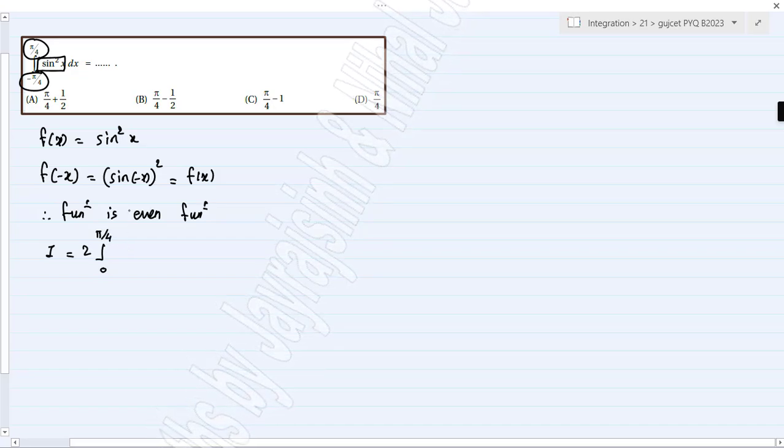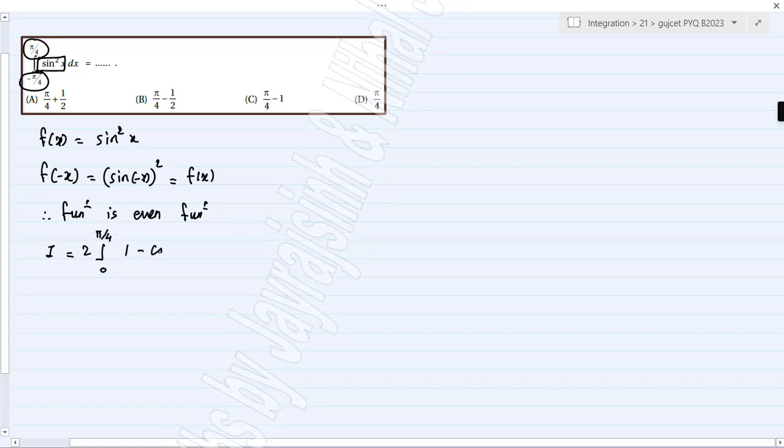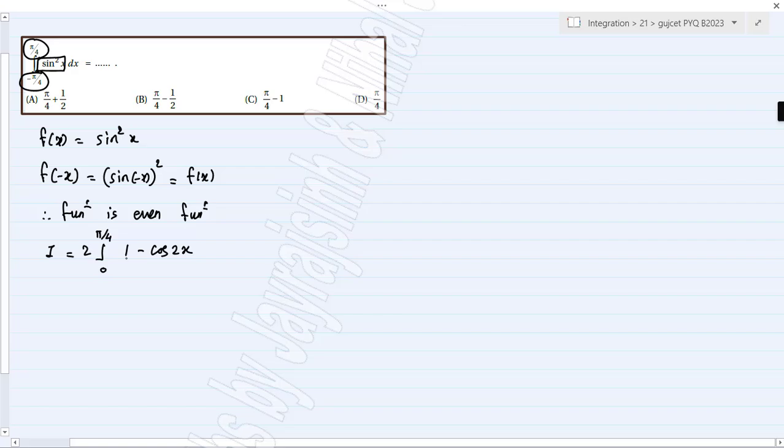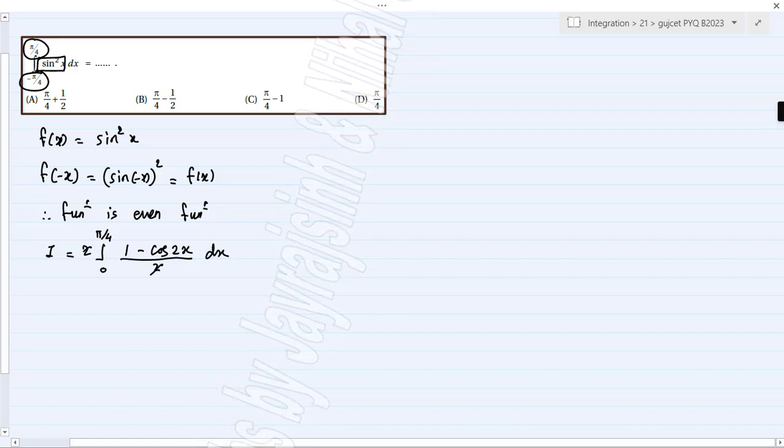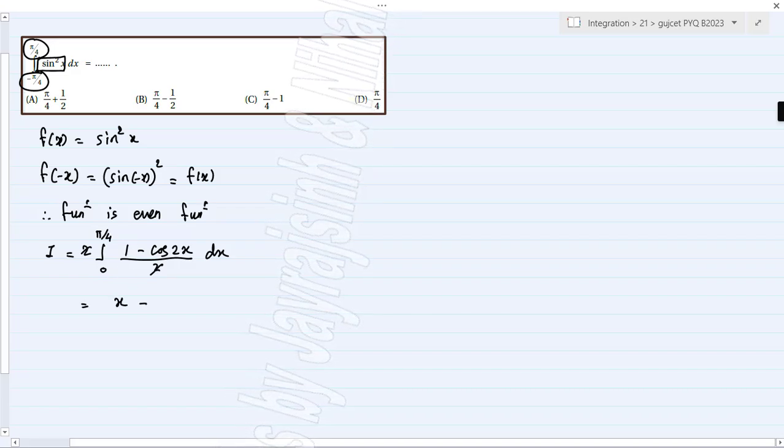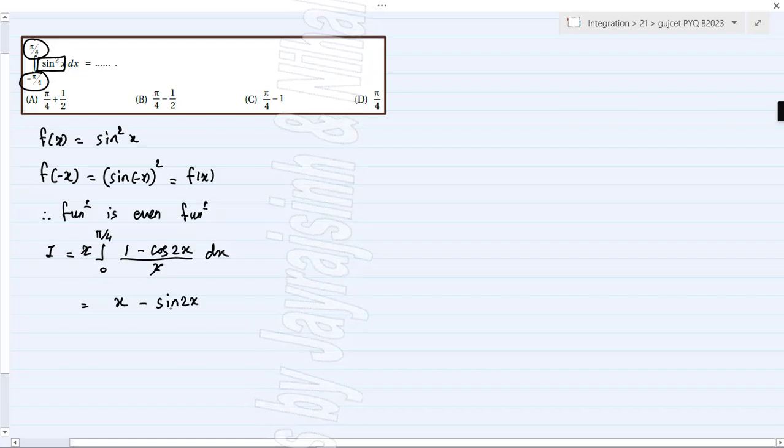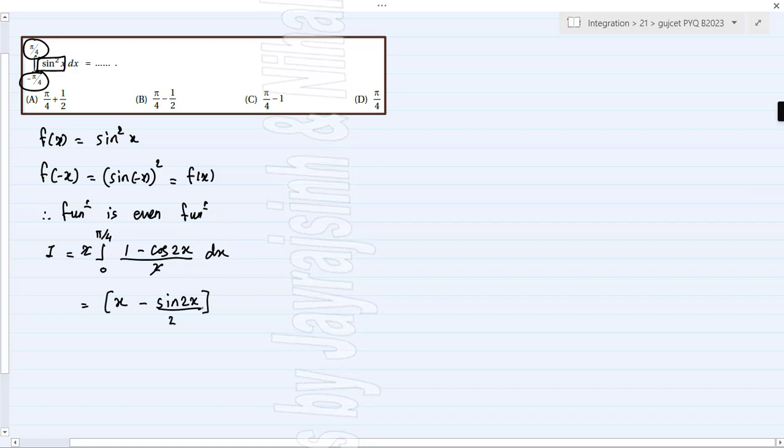Now, to integrate sine square x, we have to convert it into 1 minus cos double the angle, whole divided by 2. This 2 will cancel out. Now we can integrate. Integration of 1 will be x, and integration of cos 2x will be sine 2x divided by the coefficient of x, which is 2. Limit is from 0 to pi by 4.